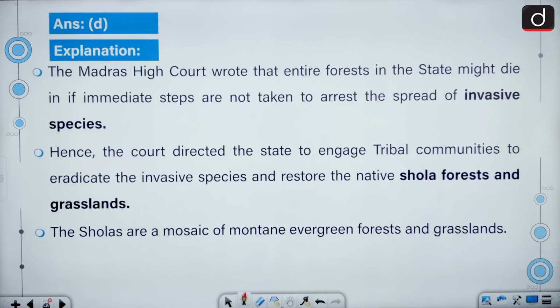The Madras High Court wrote that the entire forest in the state might die if immediate steps are not taken to arrest the spread of invasive species. Hence, the court directed the state to engage tribal communities to eradicate the invasive species and restore the native Shola forests and grasslands. The Sholas are a mosaic of montane evergreen forests and grassland.